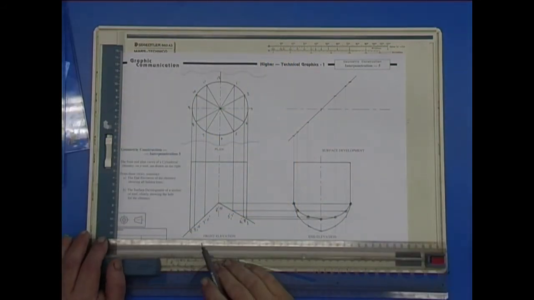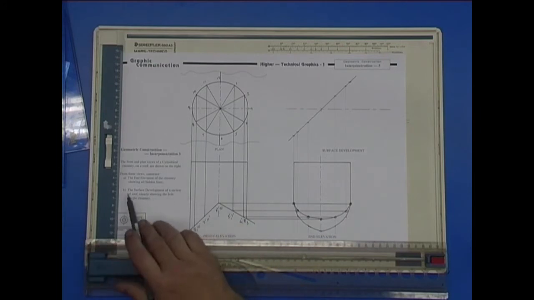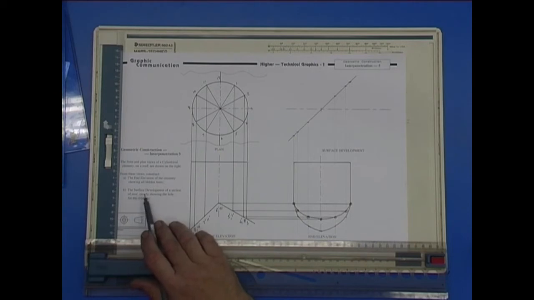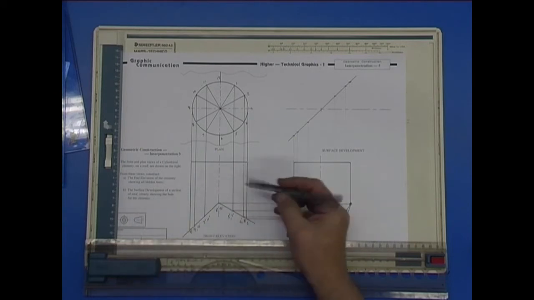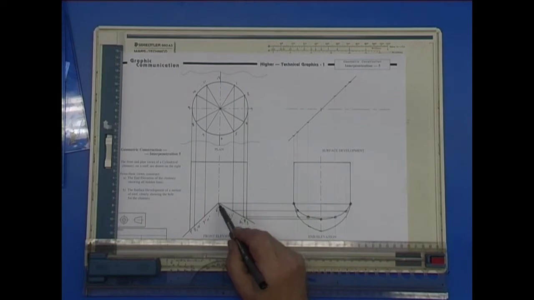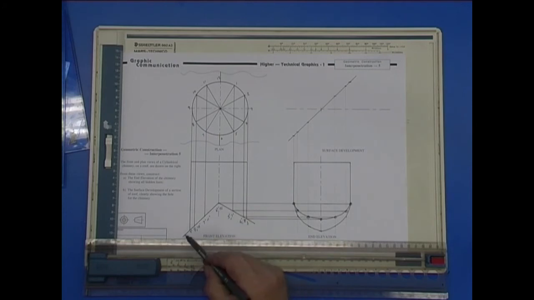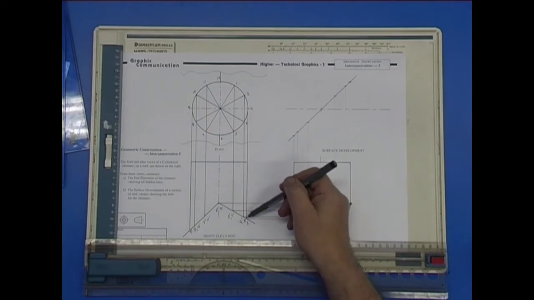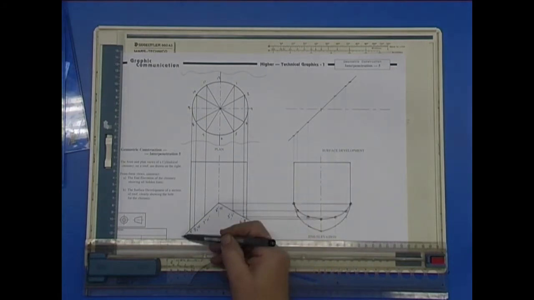So the next part of the exercise is the surface development of the section of the roof, clearly showing the hole for the chimney. Now the chimney is going through, but this is the roof here. So what they're asking for is a development of that piece and that piece. So really what we're looking at is a true shape between there and there, and from there to there.